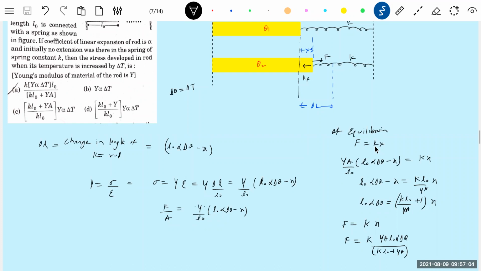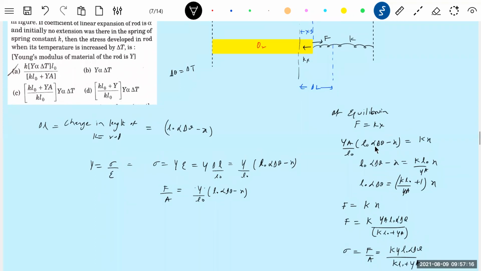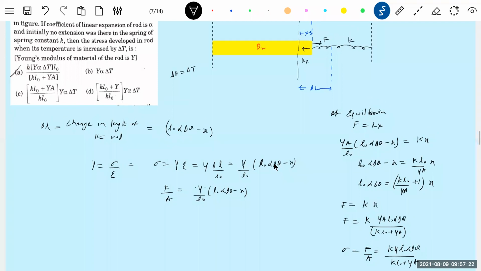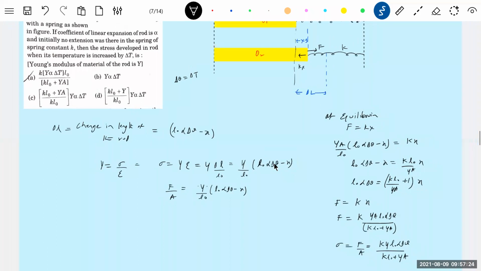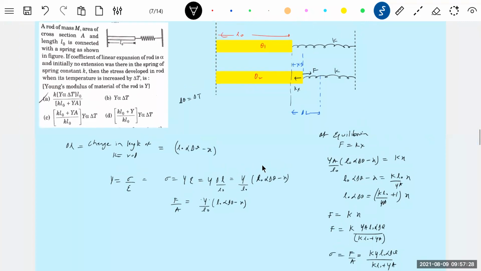Stress is asking, no? F by A is what, the stress? This is a very important formula because in most of the numericals we picked up, the rod will either elongate or not elongate. Here it is having a partial elongation. It is not permitted to expand fully. That's why I just picked up this problem.